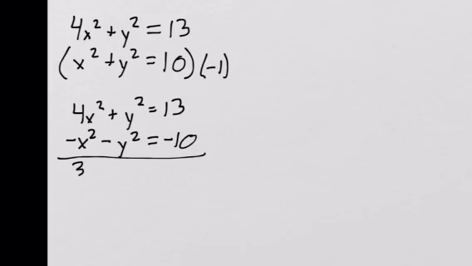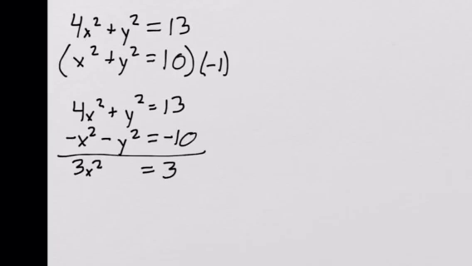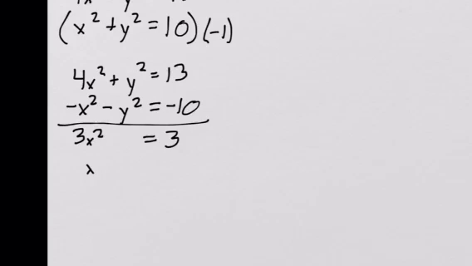Adding those together, I get 3x squared equals 3. Divide both sides by 3, I get x squared equals 1. And then taking the square root of both sides, I get x equals plus or minus 1. And now I need to plug that back into one of the original equations. I'll go ahead and do it with the second one here.